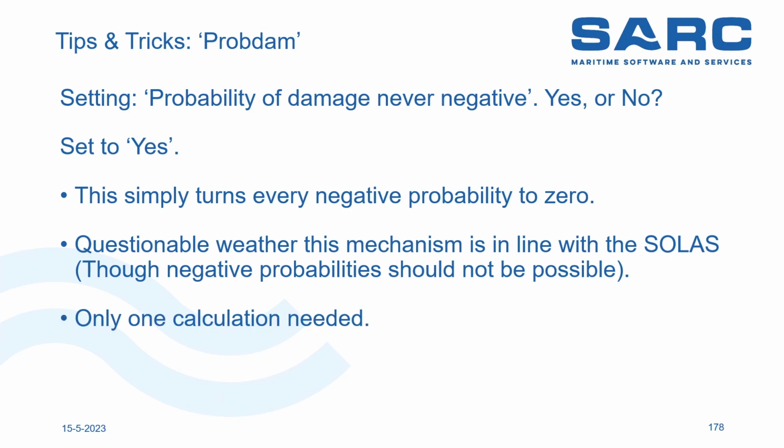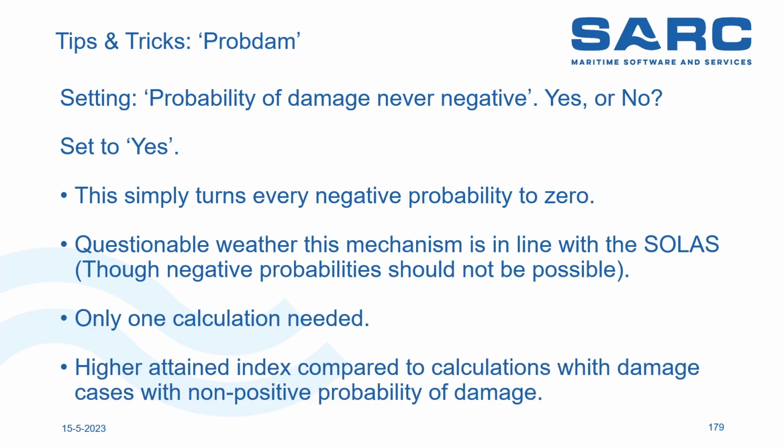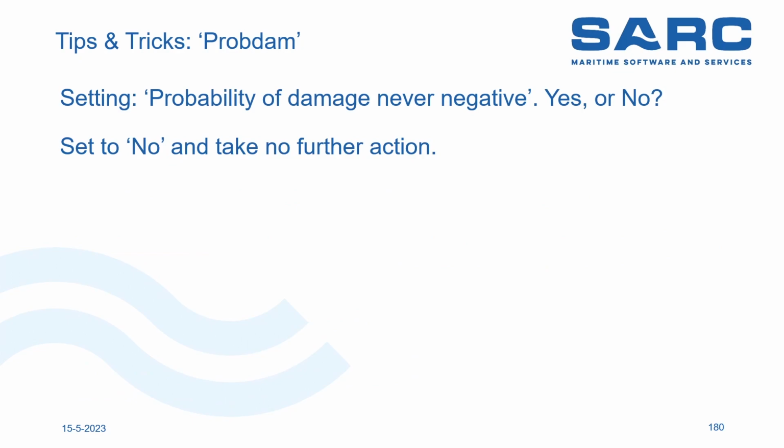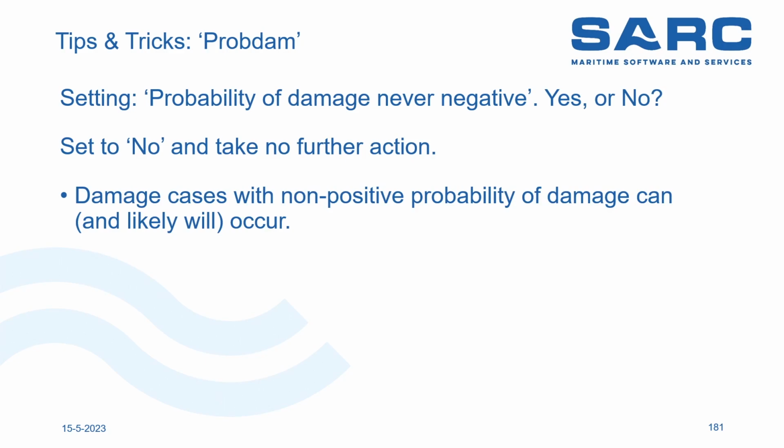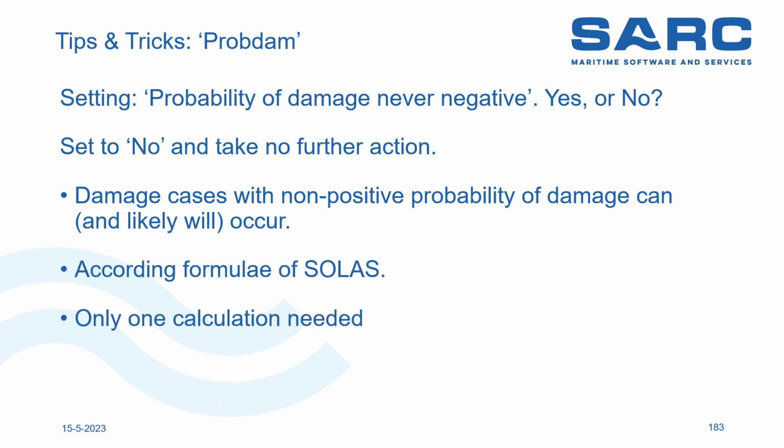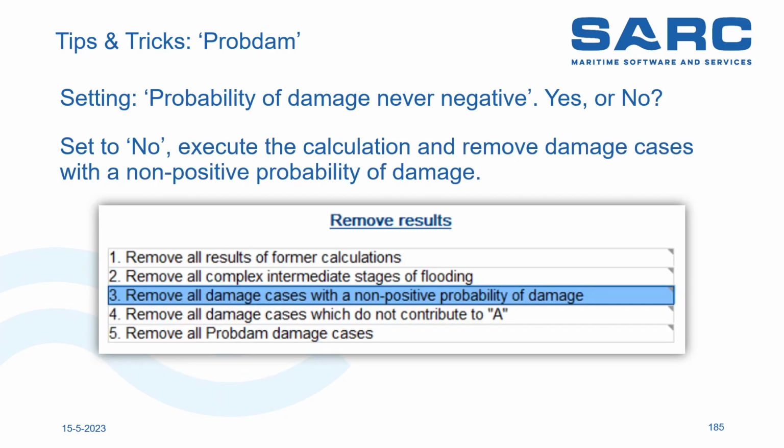Advantages when you have this setting: only one calculation is needed, and you have a higher attained index compared to the calculation with damage cases with a non-positive probability of damage. If we set this setting to no and we take no further actions, damage cases with a non-positive probability can and likely will occur. It's according to the formula of SOLAS, and only one calculation is needed, but we have a significantly lower attained index. If we set this to no, execute the calculation and then remove the damage cases with the non-positive probability of damage, we have a nice function for that. With this, in one go, all damage cases with a non-positive probability of damage are removed.